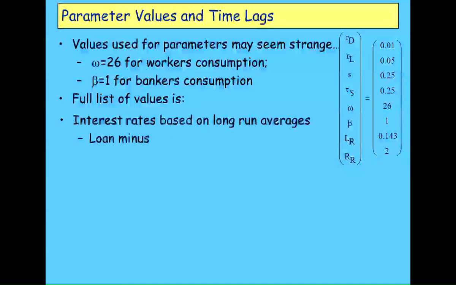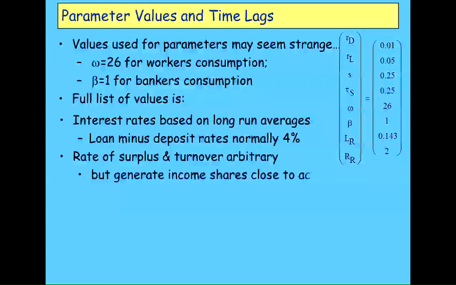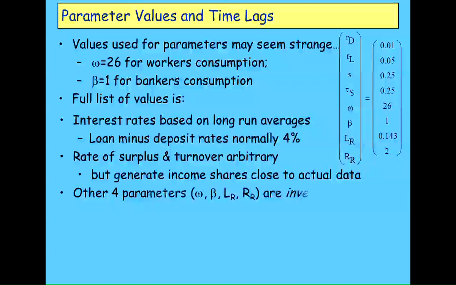They're based on long run averages, because if you look back through time, the real rate of interest, or the gap between loan rate and deposit rates, tends to be about 4%, so that's okay. The rate of surplus and turnover are arbitrary, but pretty close to what you find in actual distribution of income. So the other 4 are a bit strange. I've got to explain them for you. And I'll bring in loan repayments in a moment in the model with QED as well.